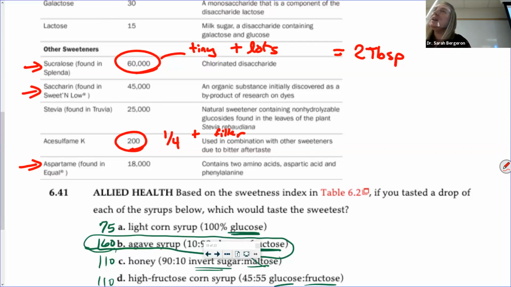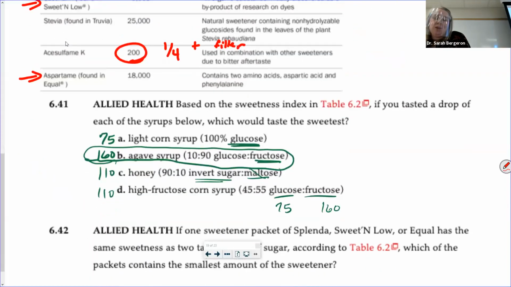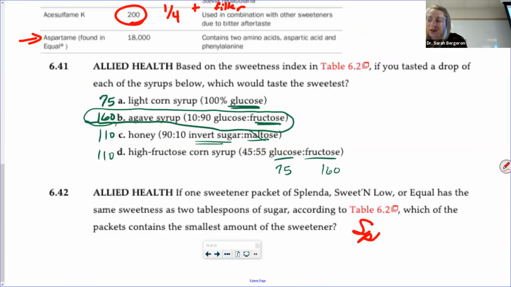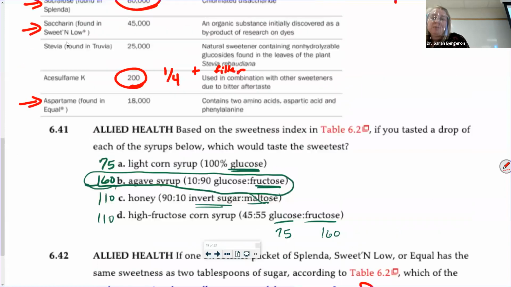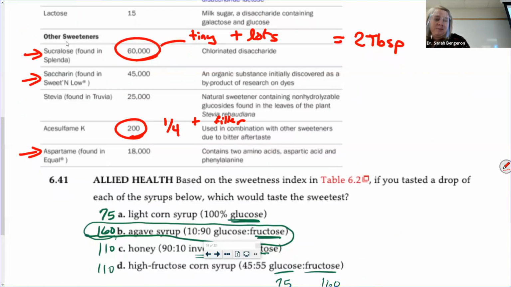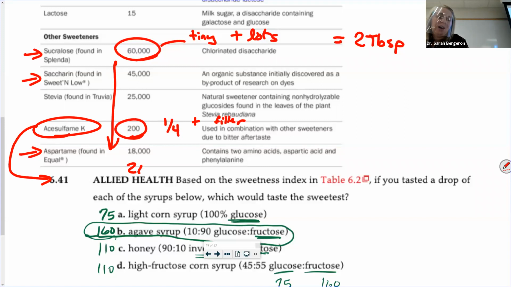So the more sweet it is, the less of the actual artificial sweetener you need to taste as sweet as 2 tablespoons. Make sense? So this one should be Splenda. If we did them in order, it would be Splenda, then Sweet'N Low, then stevia if you wanted to include stevia, and then Equal. So it would go down this way, except for this one, which would be like here. Does that make sense?